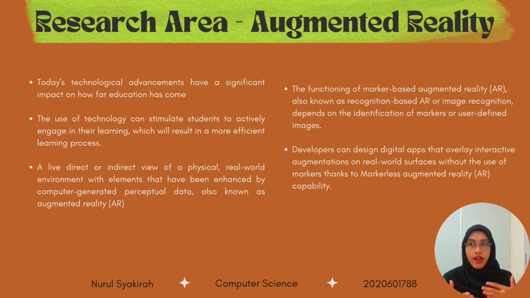Augmented reality is a live direct or indirect view of a physical real-world environment with elements that have been enhanced by computer-generated perceptual data. So it is a theory that places virtual objects in the real setting. So the three-dimensional media is created and integrated into the present. And augmented reality is divided into two types, which are marker-based and markerless.